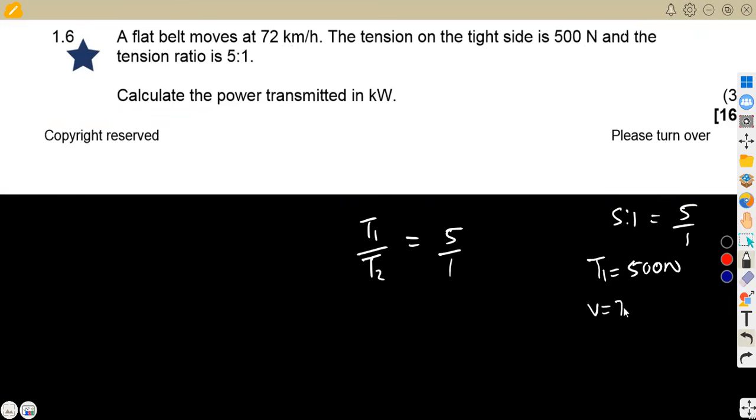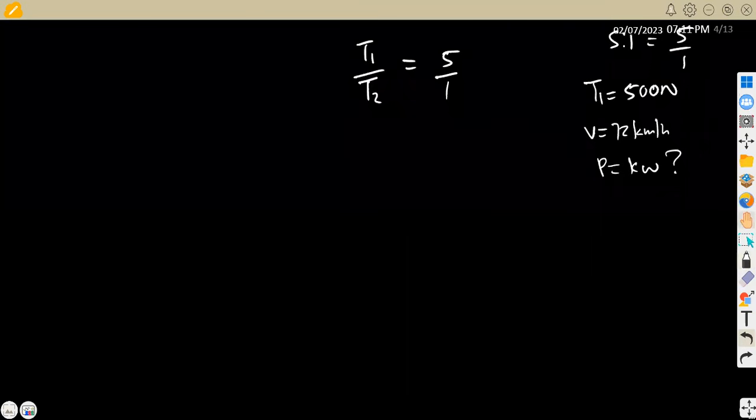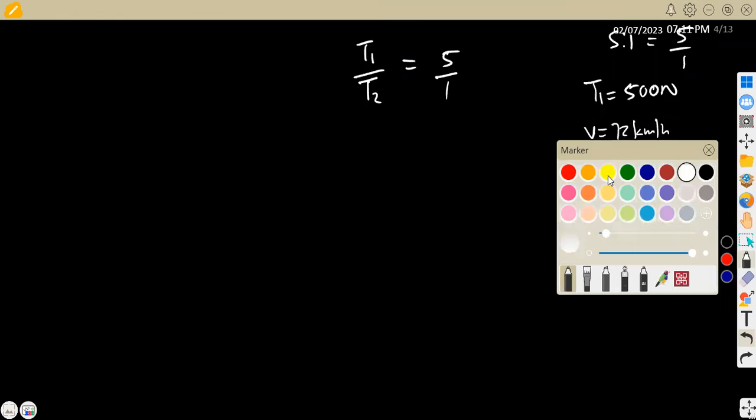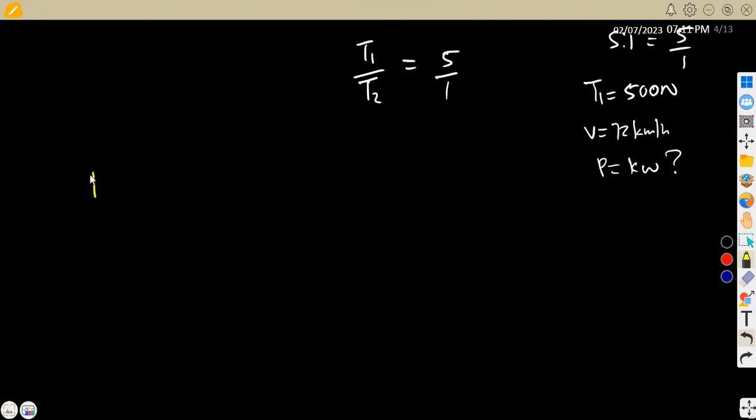So we're given a velocity of 72 kilometers per hour. The question is to calculate the power transmitted in kilowatts. So we need the power in kilowatts. Note that our formula for this power is: power is equivalent to the difference in the tensions, T1 minus T2, multiplied by the velocity. These are the forces given in newtons, and the velocity is measured in meters per second.